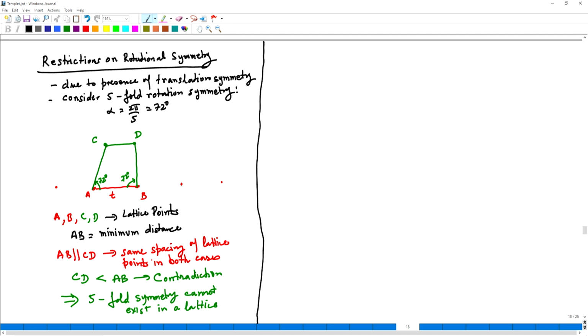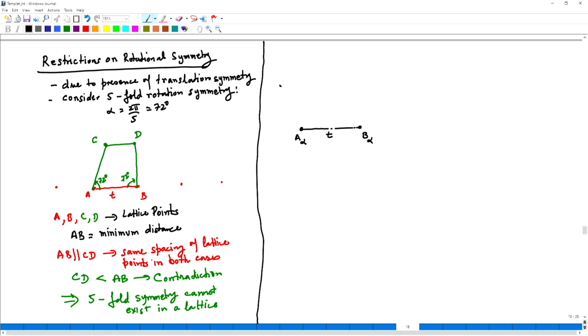So, let us take a more general case now. Let us say I have again two lattice points which have a certain spacing, and each of them has a rotational symmetry with a minimum angle of rotation alpha. I am going to call these A sub alpha and B sub alpha. Again, as before, the spacing between the lattice points, the length AB, is T.